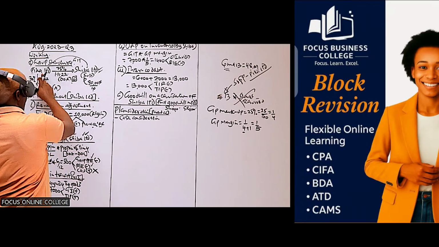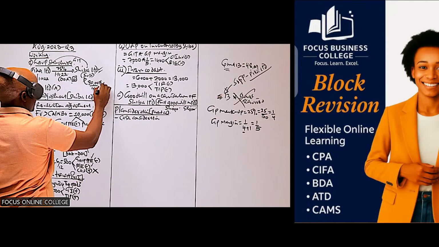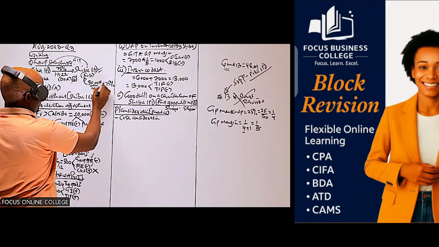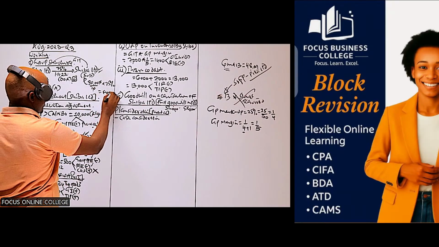So the shares Pika Limited acquired in HN were 75%. So if you get 75% of this, that basically will give you 6,000.